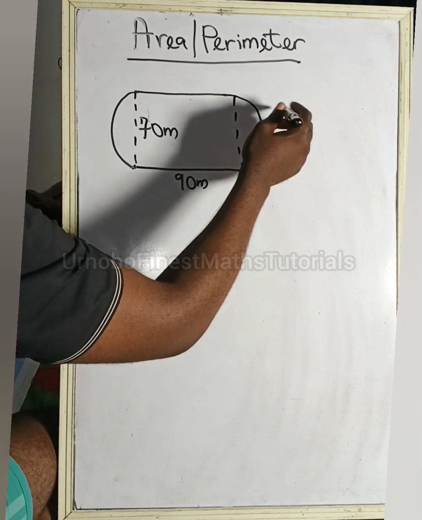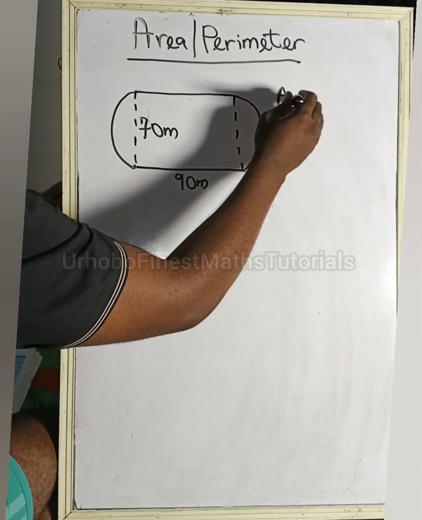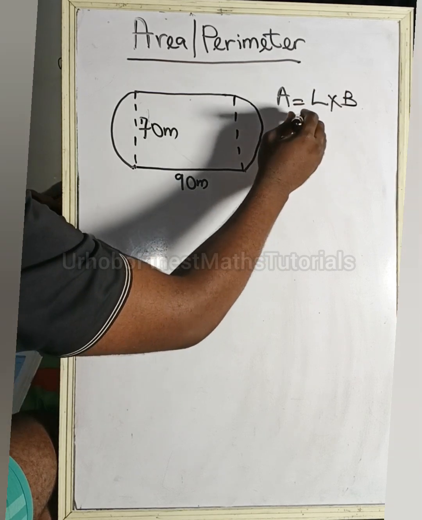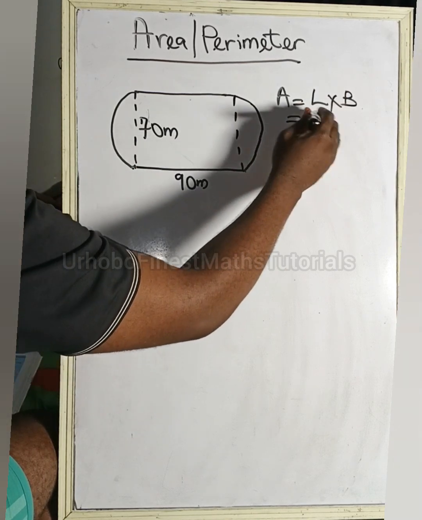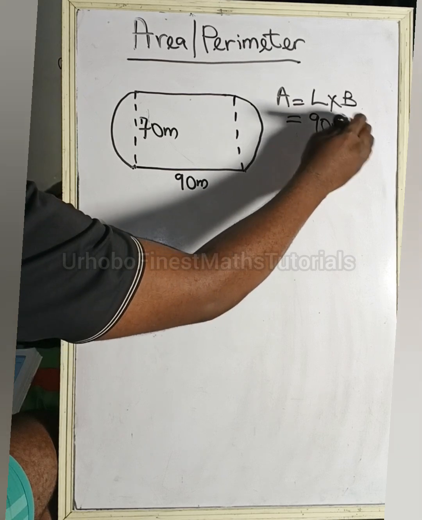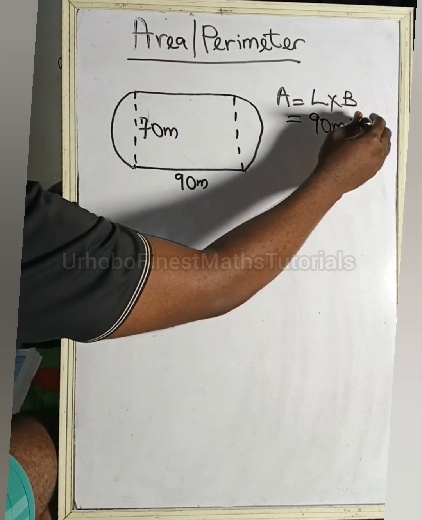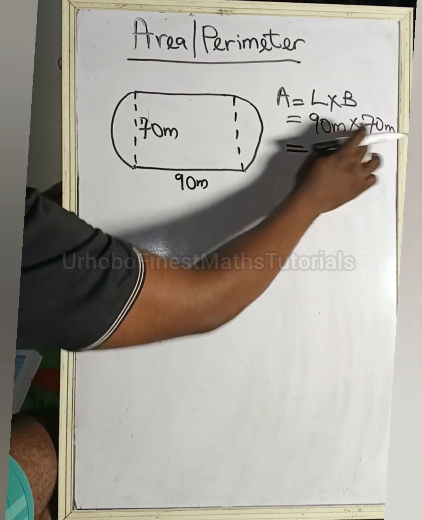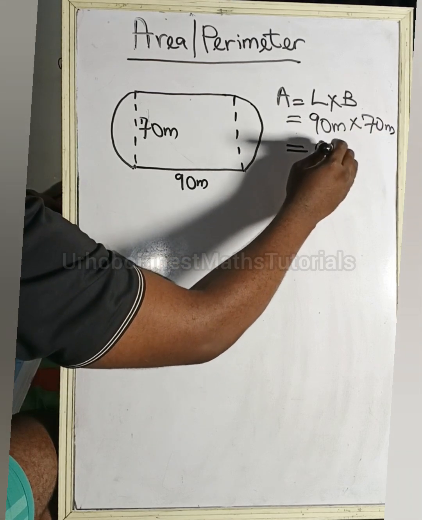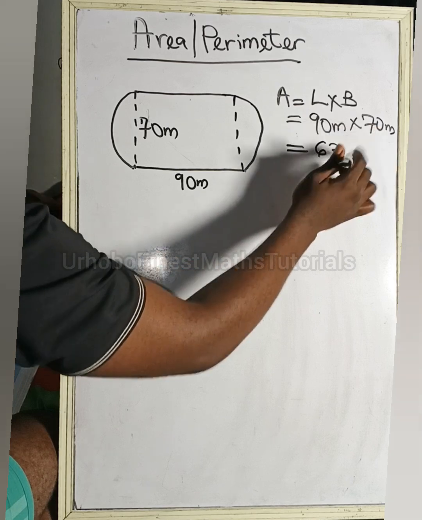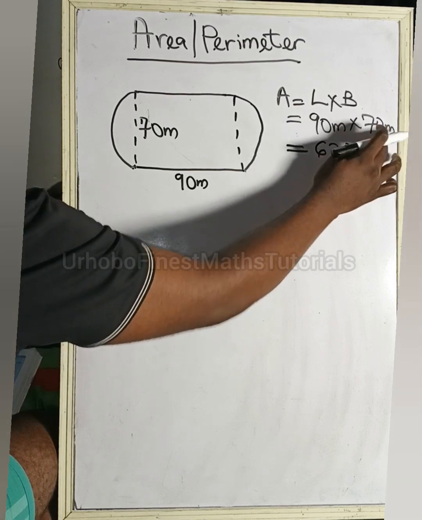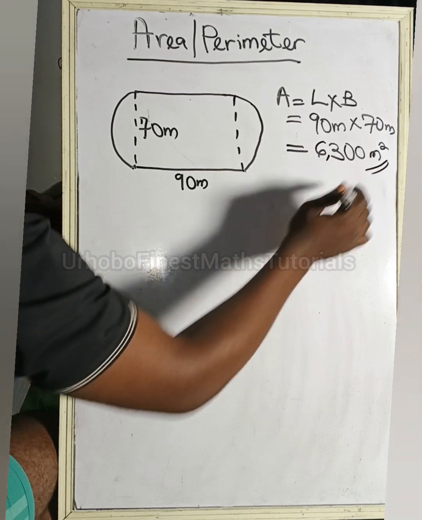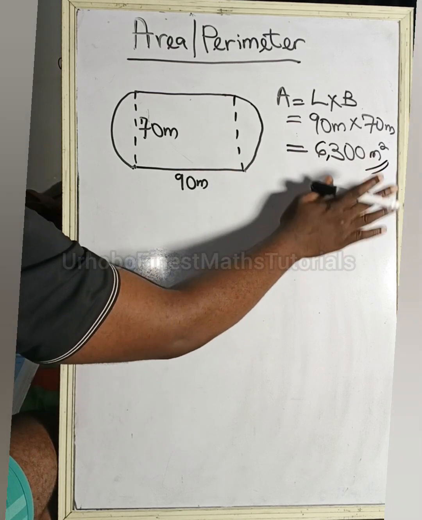So the area of a rectangle, the formula is area of a rectangle equals length times breadth. All right? The length here is 90 meters times the breadth, 70 meters, okay? 7 times 9 is 63, so put 63 here. How many zeros do we have left? 1, 2. Meter times meter will give you square meters. So the area of the rectangle is 6,300 square meters.